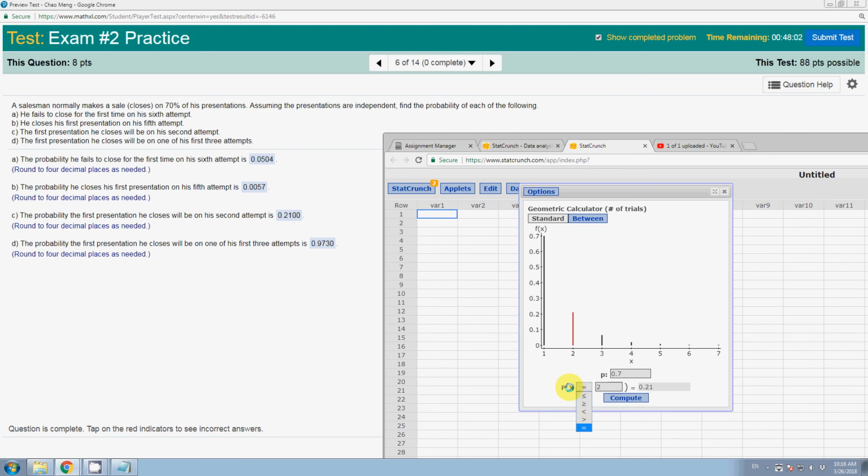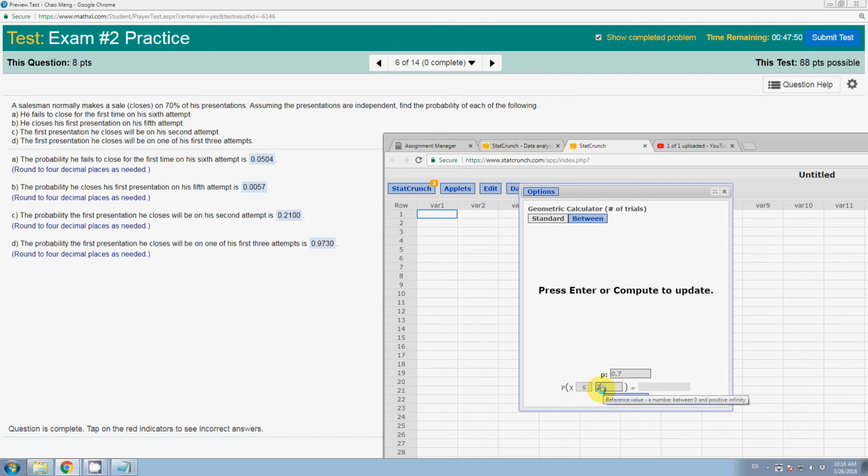So that means the first success will happen either on the first one or the second one or the third one, which means less than or equal to 3. So if we click compute, that's the probability we need.